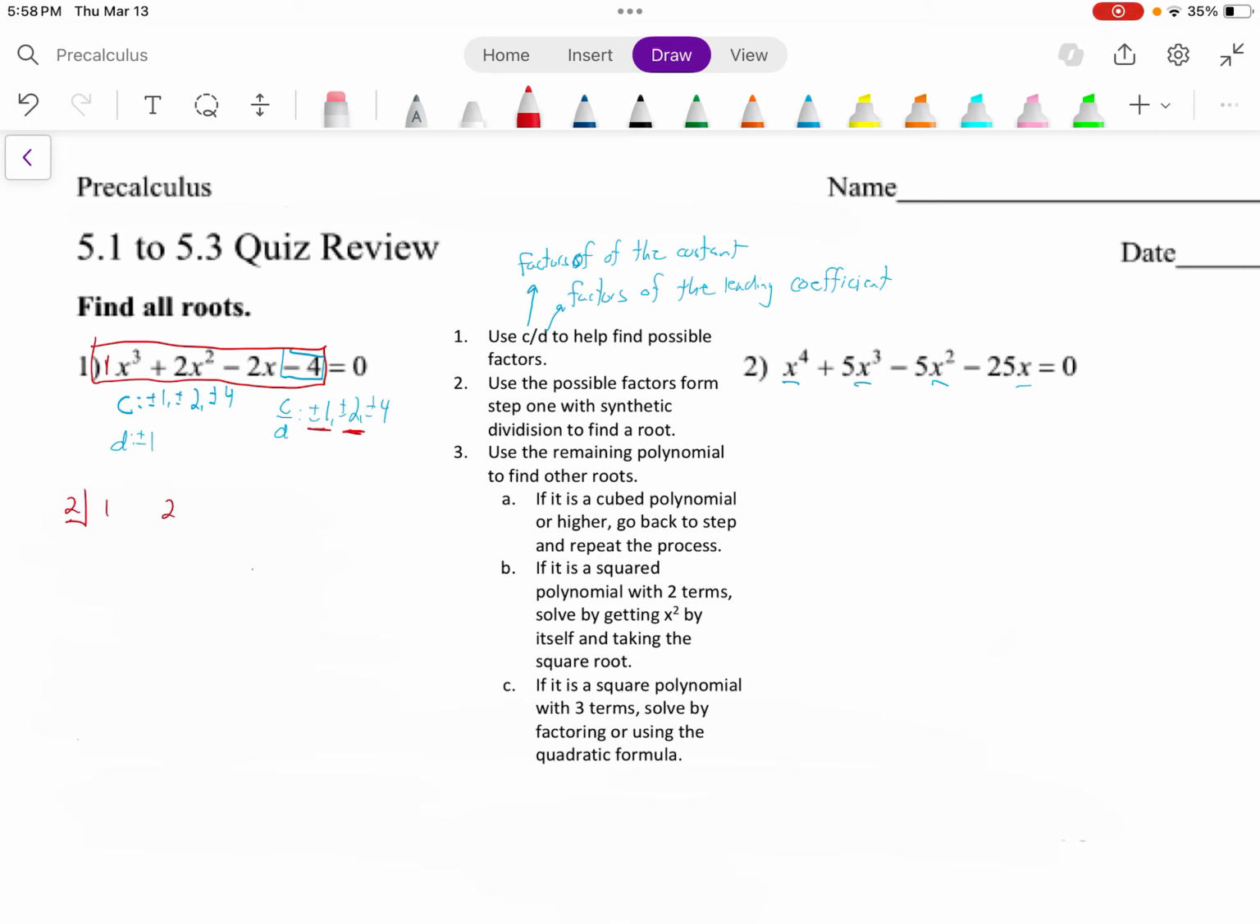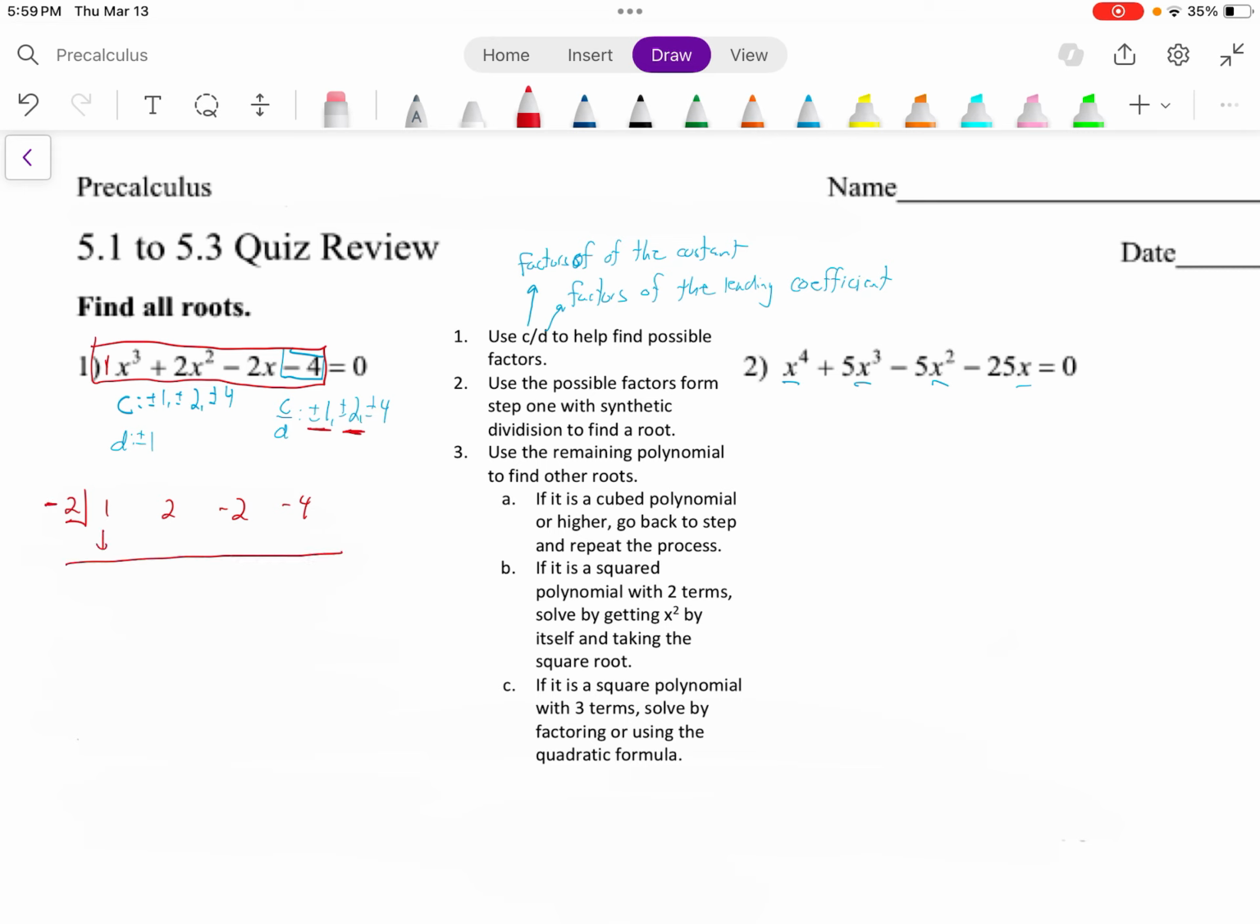1, 2, -2, and -4. Bring down the 1 is 1. 2 times 1 is 2. 2 plus 2 is 4. 2 times 4 is 8. Negative 2 plus 8 is 6. 2 times 6 is 12. That does not equal 0, so 2 doesn't work. So actually, I'm going to just remember that 2 doesn't work, and then I'm going to try negative 2.